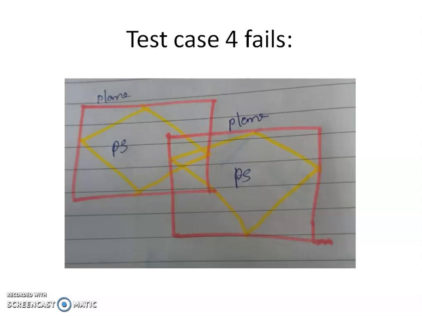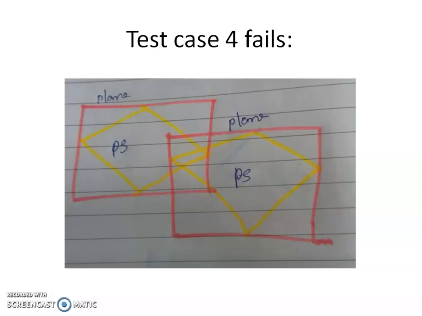Here in this example, you can see that test case 4 fails. That is, both planes are overlapped here. Also, projection surfaces are overlapped here. So, test case 4 fails. In this case, test cases 1, 2, 3 and 4 also fail.